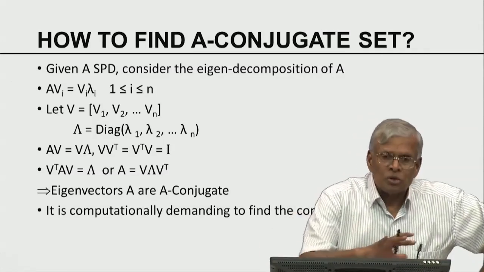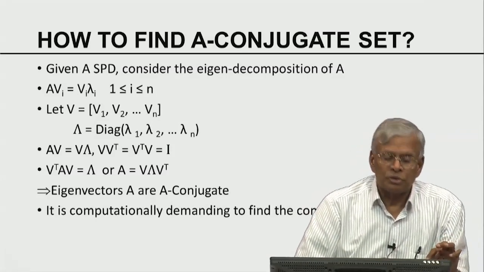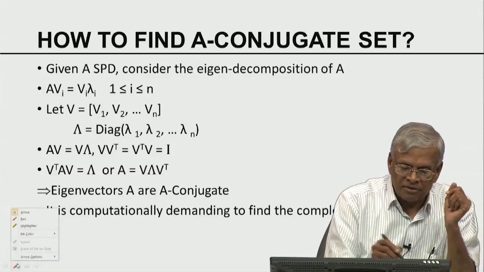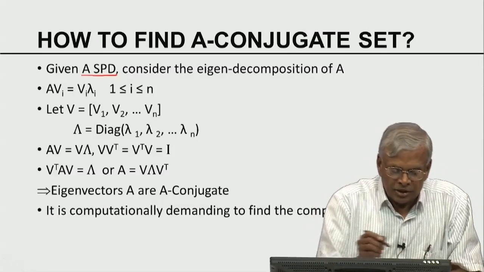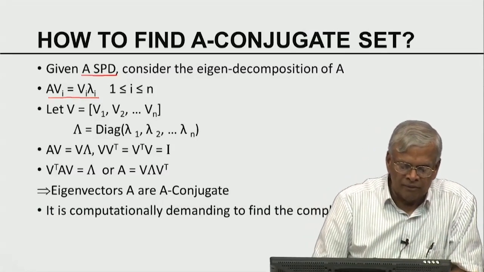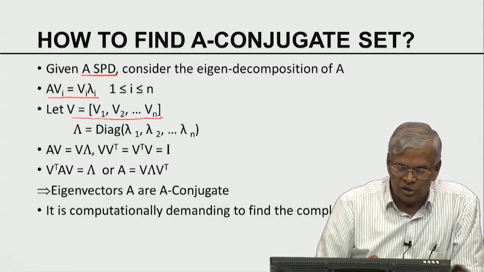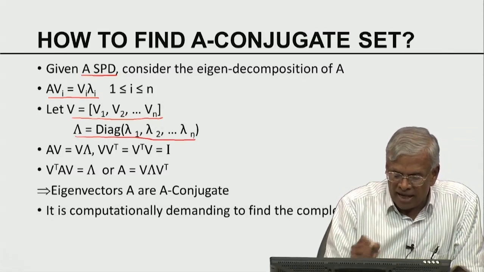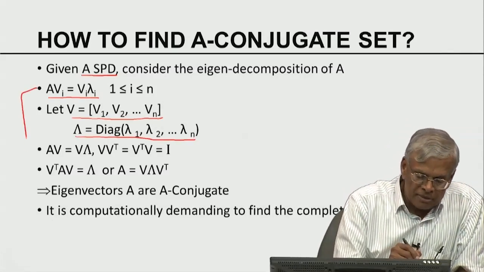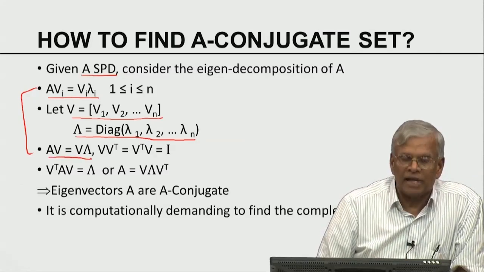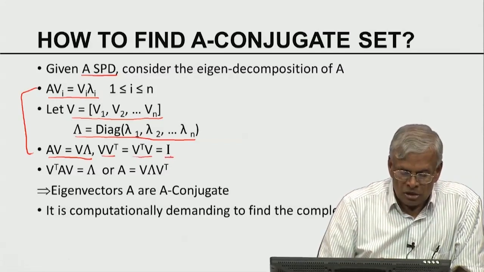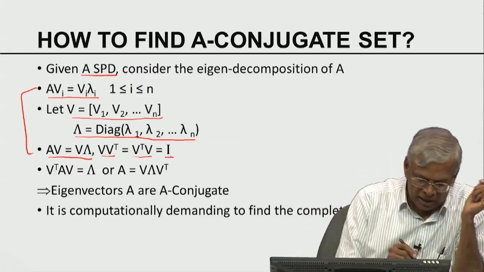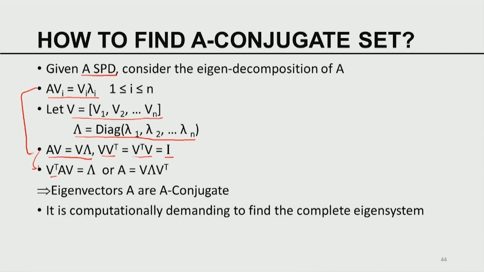So in order to show such a conjugate direction exists, I am now going to start with a given matrix A which is SPD. Consider the eigendecomposition A Vi is equal to Vi lambda i. I am going to consider a matrix of eigenvectors V, and I am going to consider lambda of diagonal elements. This relation can be expressed as a matrix relation A V is equal to V lambda. V transpose V is I. Therefore, from this relation we have either V transpose A V is lambda or A is equal to V lambda V transpose.